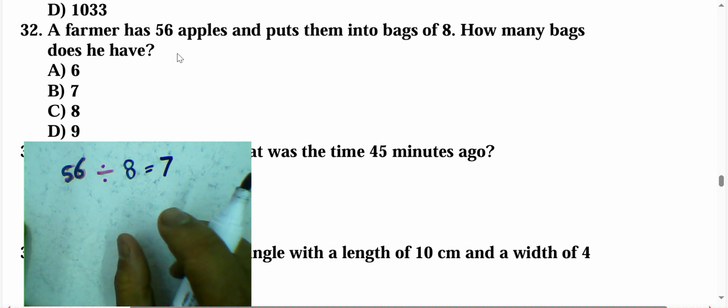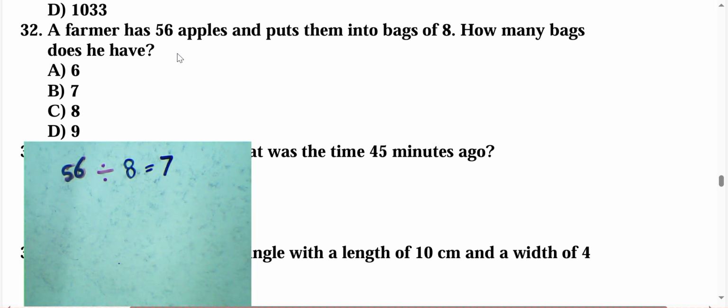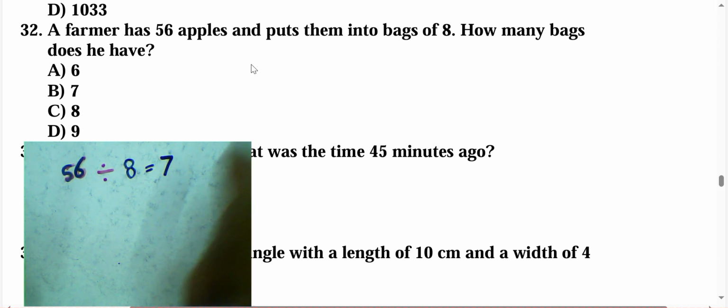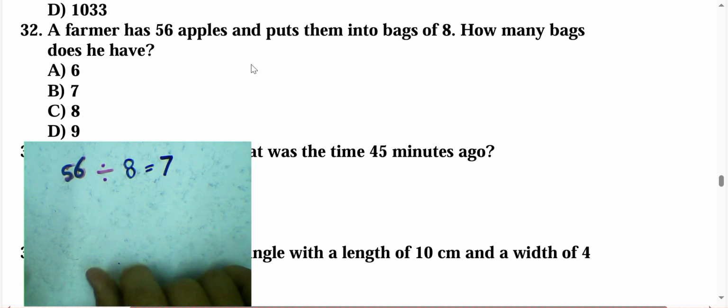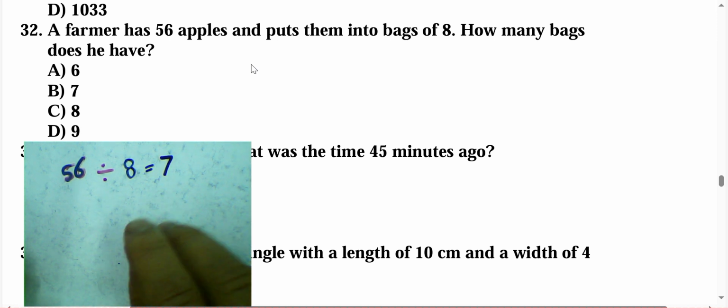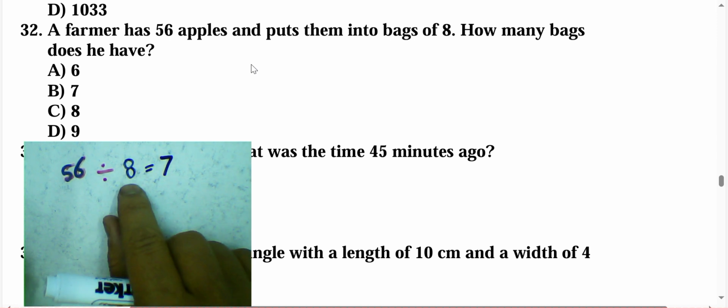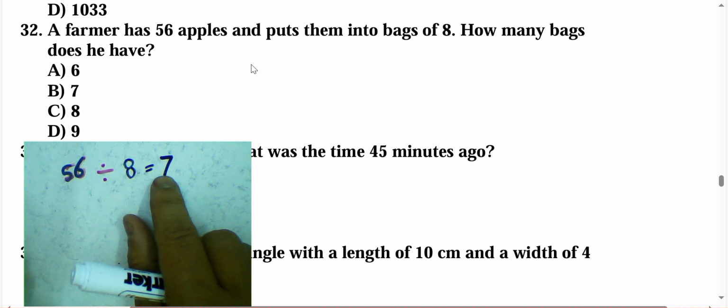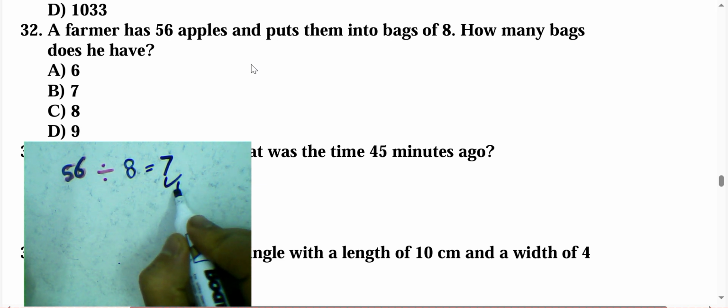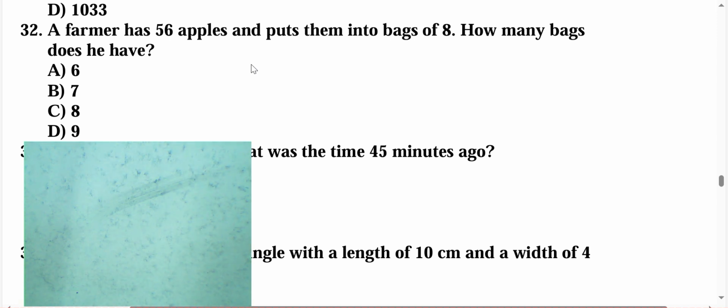Then how many bags do we have? The number of bags will be 7. Again, the farmer has 56 apples and puts them into bags of 8. How many bags does he have? He has 7 bags. Each bag contains 8 apples. The result will be letter B.